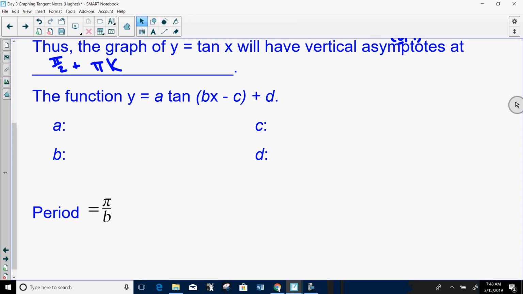Now, here is one that is a little different from the sine curve. Notice this, the period equation is pi divided by b. In a sine and cosine curve, it's 2 pi divided by b. In tangent, it's pi divided by b because the period is shorter. So the period is pi, so it's pi divided by b instead of 2 pi divided by b.